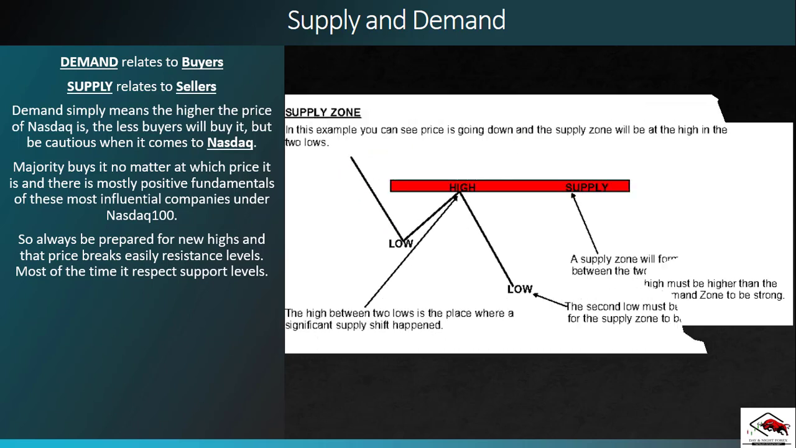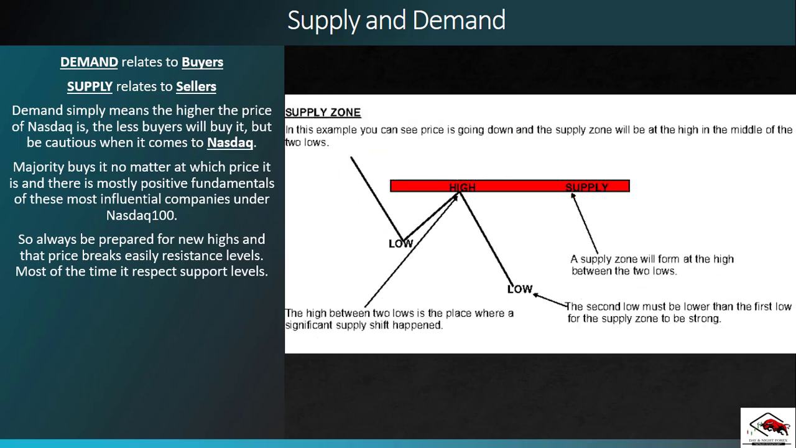And then moving on to the supply zone, here's a clean illustration on your screen over here. So in this example, you can see that the price is going down first, and then oppositely to the demand zone, the supply zone will be at the high in the middle of the two lows, right?